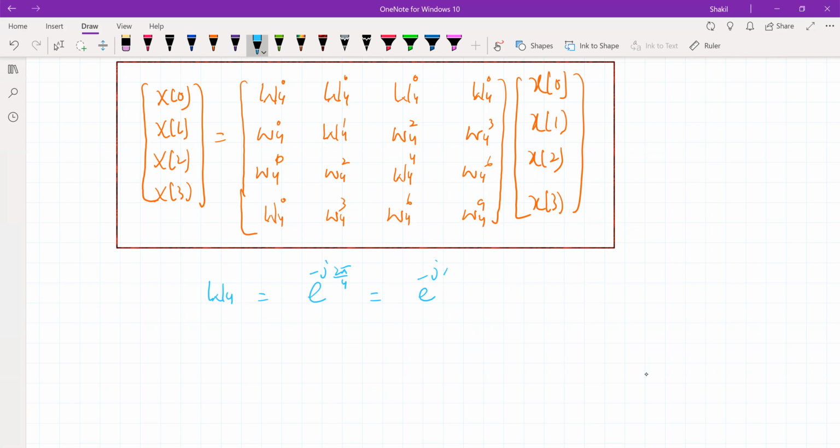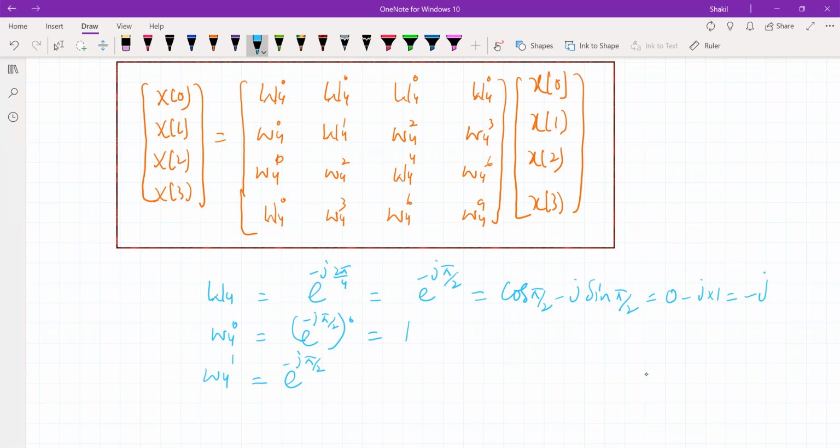So this is e to the power of minus j pi by 2, right? If we take W4 raised to the power 0, that will be e to the power of minus j pi by 2 raised to the power 0, that's equal to 1. Anything raised to the power 0 is 1. In the same way, W4 raised to the power 1 means simply e to the power of minus j pi by 2, and this is minus j. Why? Because if we use Euler's identity, this will be cos pi by 2 minus j sine pi by 2. So this will be 0 minus j times 1, which is minus j.